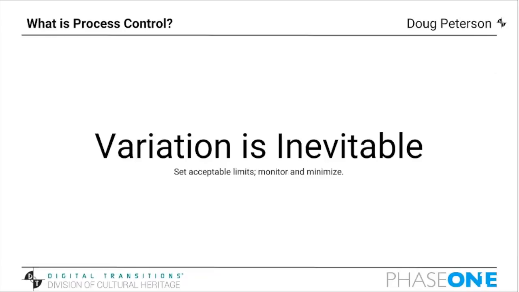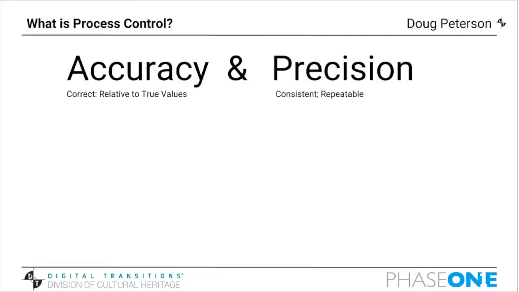The first principle of process control is that variation is inevitable. You're never going to get a system with more than one variable to perform identically over and over again. So the only question is how much variation, where is it coming from, and can we set acceptable limits, monitor, and minimize that variation? So what sort of variations do we see? We see variation in accuracy and variation in precision. Now, these sound very similar, and in layman's terms, they're more or less interchangeable when you're talking conversationally. But in this process control terminology, accuracy and precision are related but distinct things.